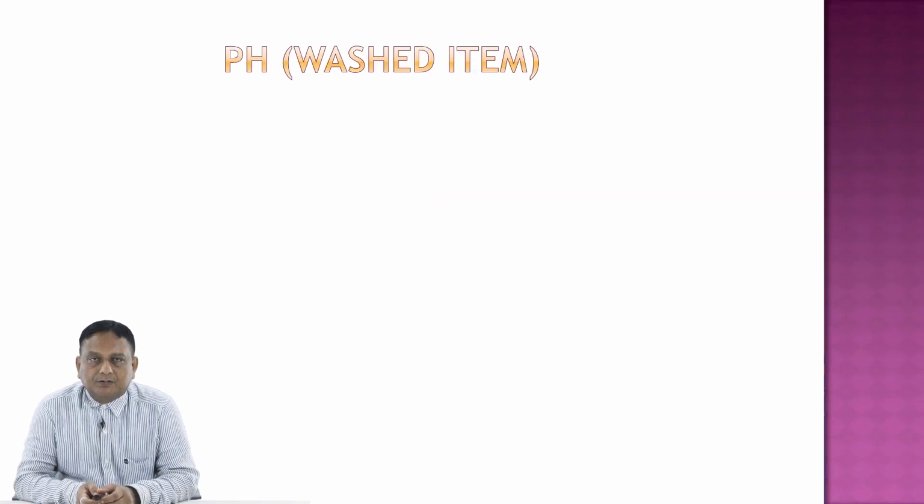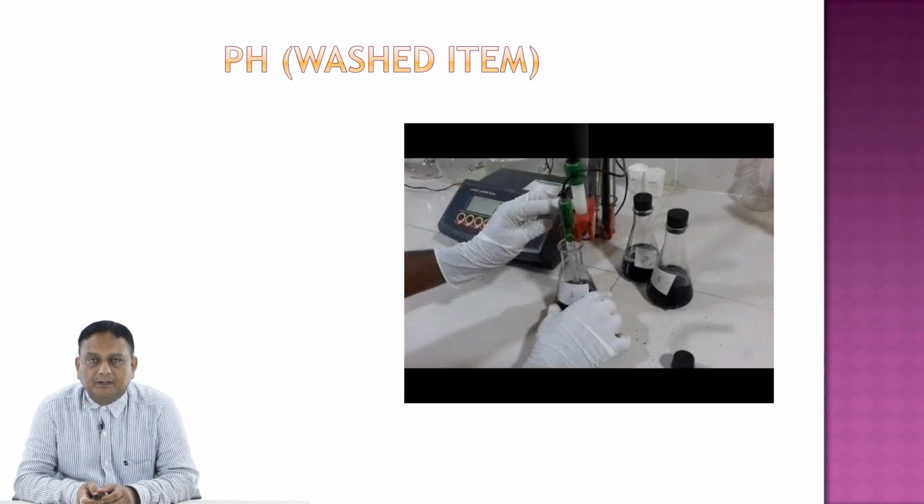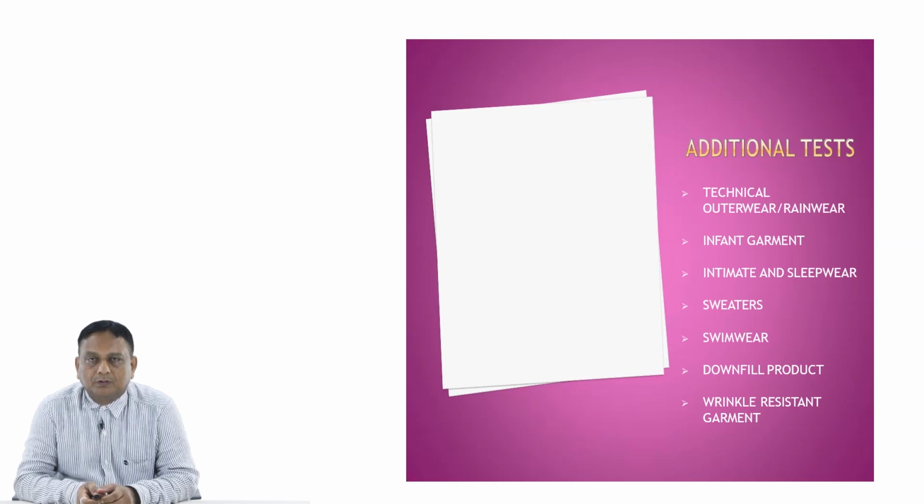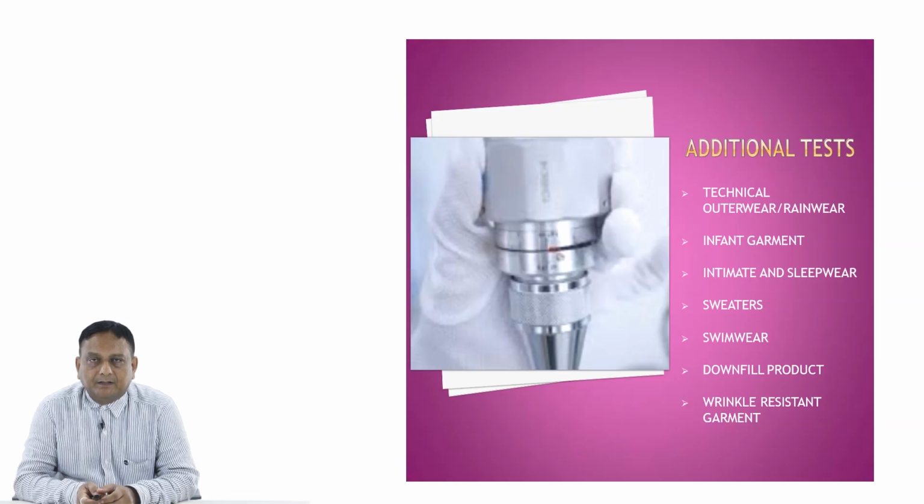Now pH, how is it judged? Normally for the pH, the washed item is evaluated in this case, and a pH meter is normally used for this washed item. Additional tests also include different types of fabric or garment, which include infant garments, sweaters, swimwear, etc. And different additional tests are required for that purpose.